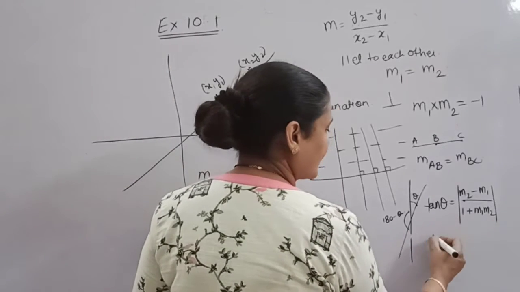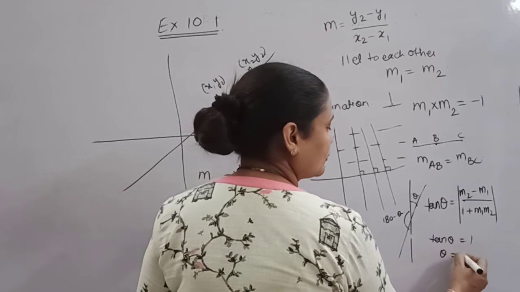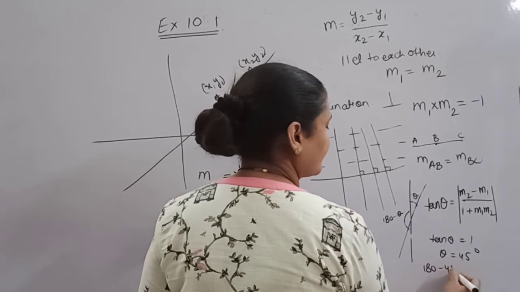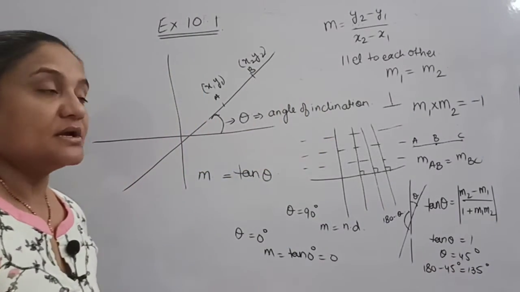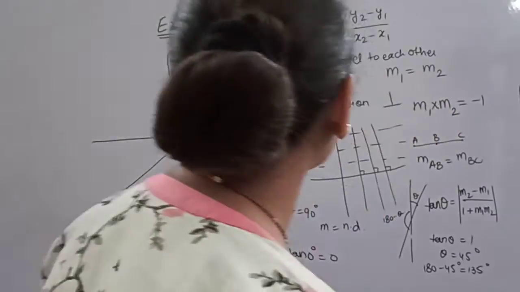अगर मेरी solve करके suppose ये value 1 आ गई तो theta is equal to 45 degrees and the second angle, that is 180 minus 45, that is equal to 135 degrees. These things we have already studied in the previous lecture. कल हमने ये सारी बातें पढ़ ली थी, आज हमने इनको recapitulate कर लिया.